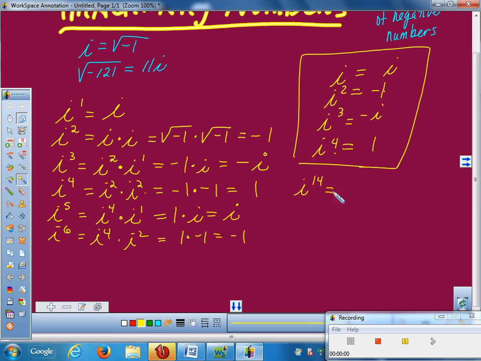I just saw what Daisy did. She did it on her fingers. This is what I'm going to do. I could go, well, there's 1, 2, 3, 4. Then I'd have 5, 6, 7, 8, 9, 10, 11, 12. 13, 14 would land on the -1. It's the same thing as i to the second. Okay, and it ends up being -1.